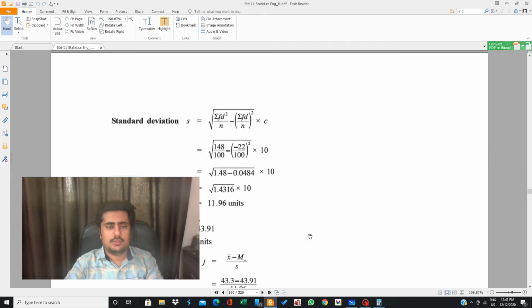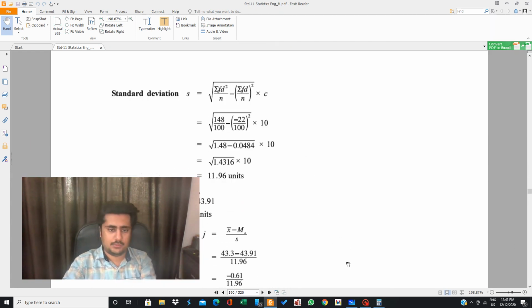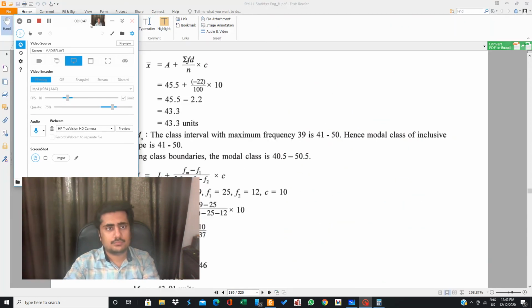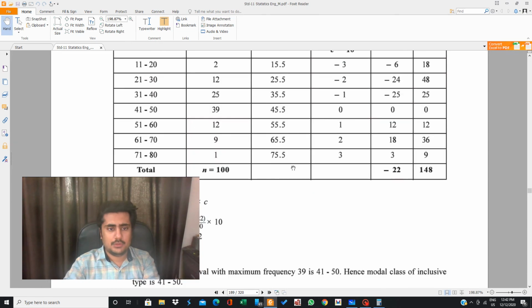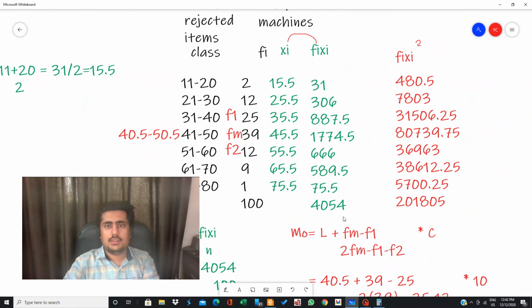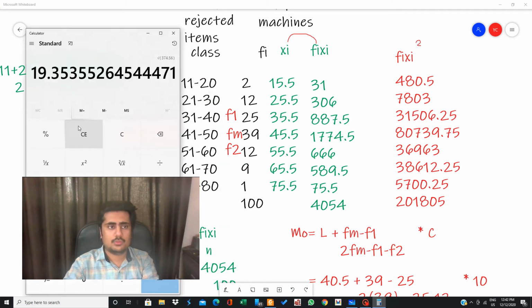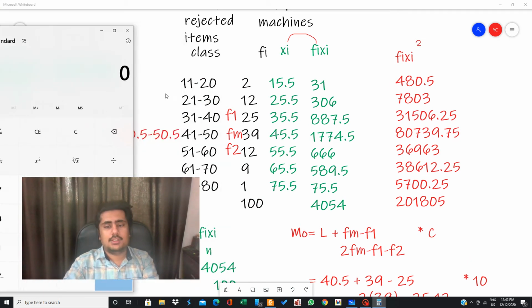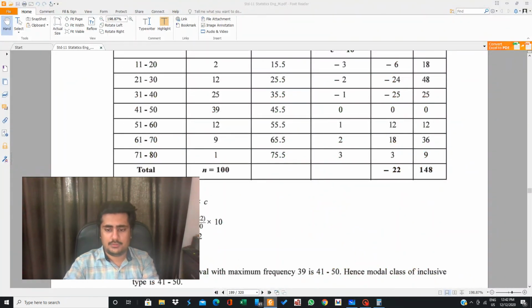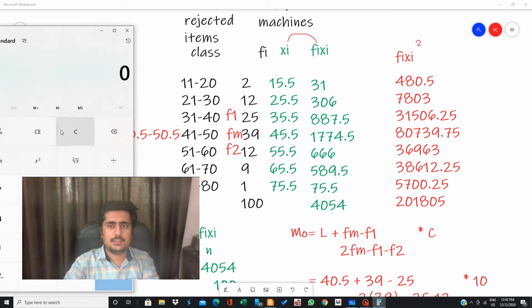Let's check the answer. The answer in the textbook is 11.96. So there might be some mistake again. So let us check. Yes, so my mean was 43.3. Let us check the mean. There is a mistake in Fi. Let us change the mean first, then we can change the standard deviation. Let us check the Fi.